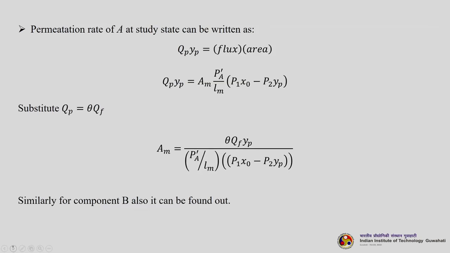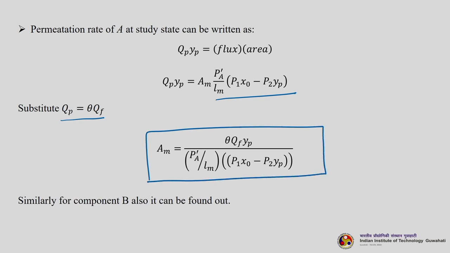Okay. So, permeation rate of A at a steady state can be written as QP YP equals flux into area. So, you can write QP YP equals area, which is AM, into flux. Substituting QP equals theta into QF, you can write membrane area is theta QF YP divided by PA dash by LM into (P1 X naught minus P2 YP). Similarly, for component B also it can be found out. So, this is how you will find out the membrane area using this completely mixing model consideration.